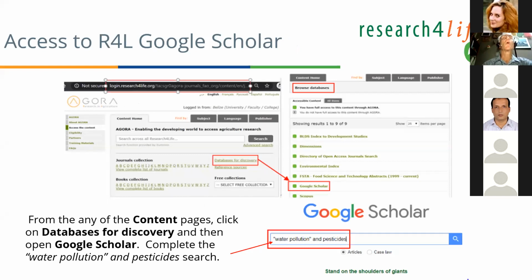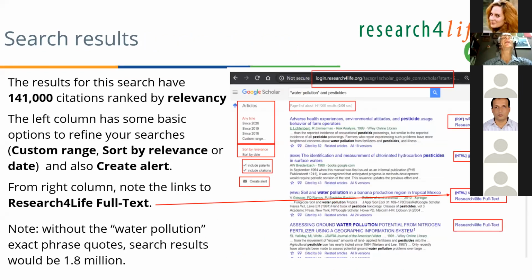The Agora content page. Yes. We click on databases for discovery. We click on Google Scholar. We put a search in quotes in Google Scholar, water pollution and pesticides, okay? Here are the results. This is where we were. 141,000 citations ranked by relevance ranking.